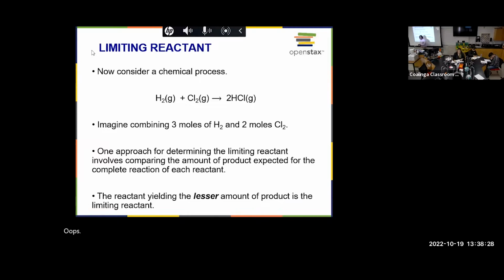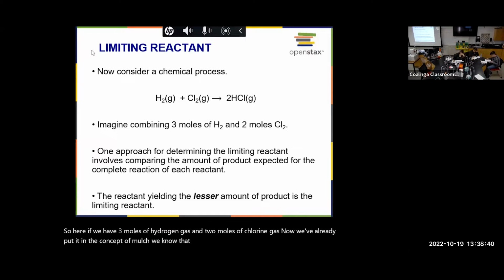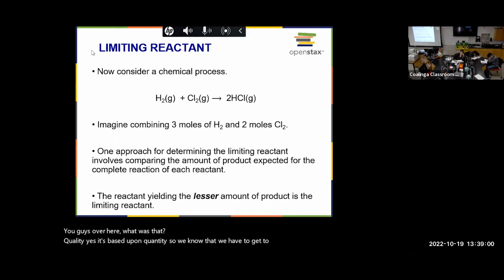Okay, so here, if we have 3 moles of hydrogen gas and 2 moles of chlorine gas. Now, we've already put in the concept of moles. We know that moles is that mass or is that quantity? Quantity. We also know that our balanced chemical equation is based upon mass or quantity? Quantity. Yes, it's based upon quantity. So we know that we have to get to moles to determine quantity.